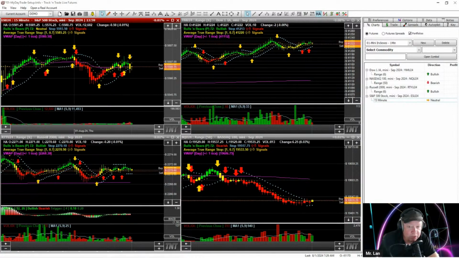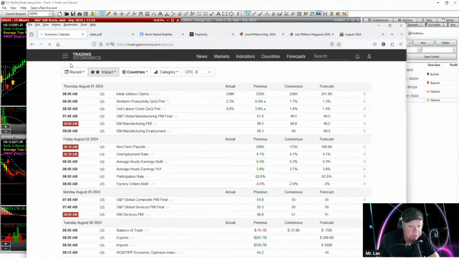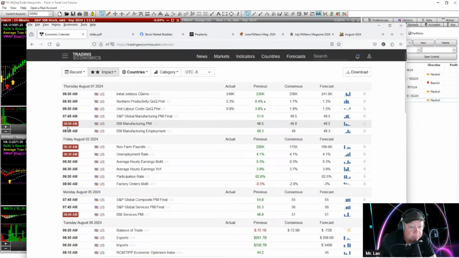So let's pull up our news calendar. And let's refresh that from yesterday. Today is Thursday. My gosh, I thought it was Monday. I thought it was Tuesday. I thought we just had Monday yesterday. It's already Thursday. Tomorrow's going to be Friday. The weekend's coming. Holy cow.